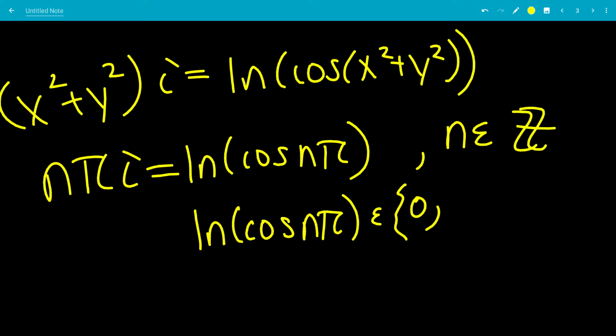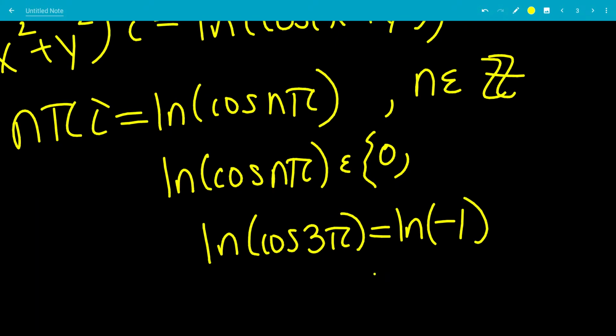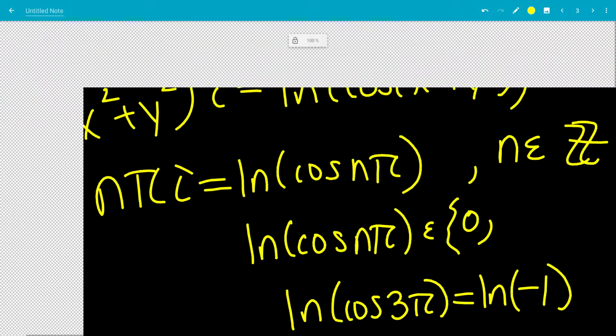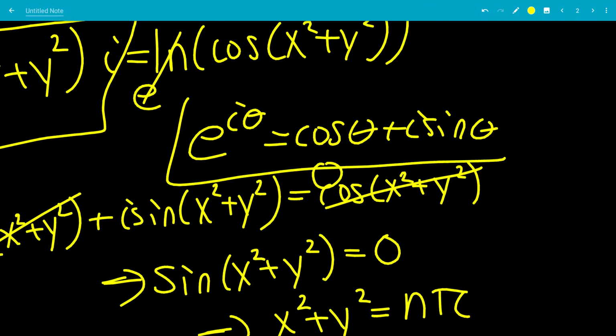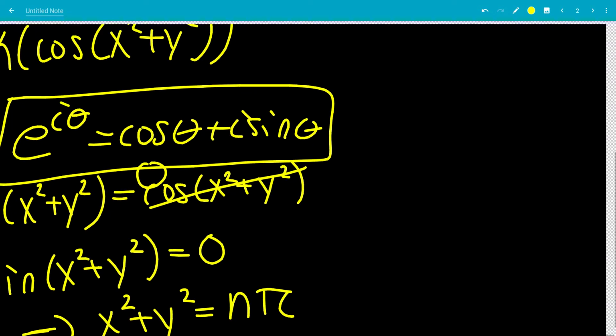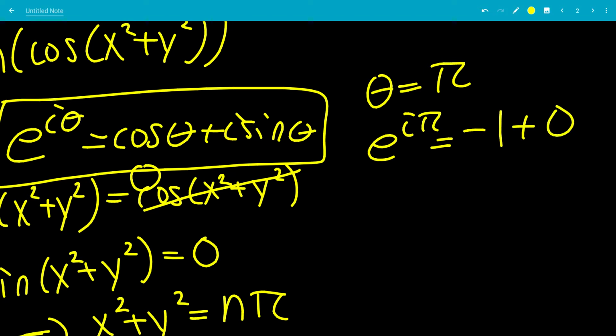So ln of cosine of 3 pi will be ln. Cosine of 3 pi is defined to be -1. And ln of -1. So we have before that this identity, we can plug in theta to be pi, so we'll have that e to the i pi equals cosine of pi, which is -1, plus 0, because sine pi equals 0.